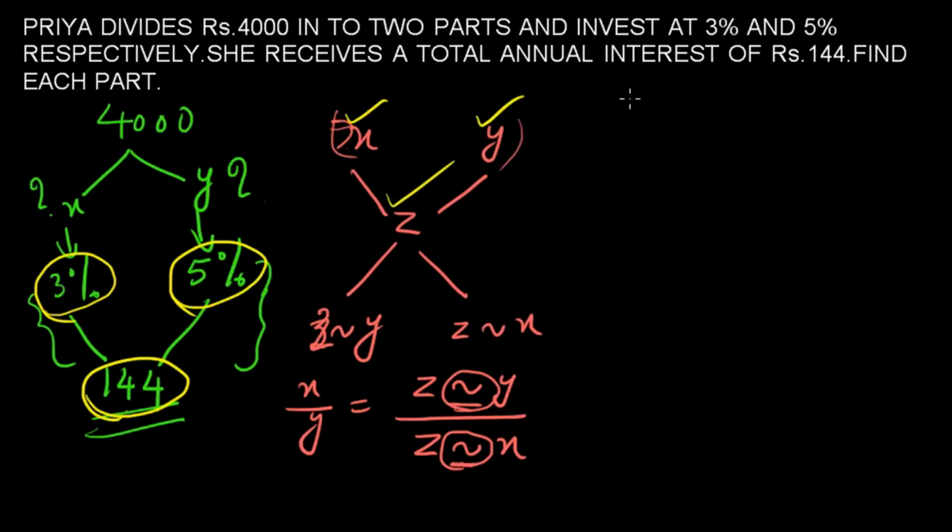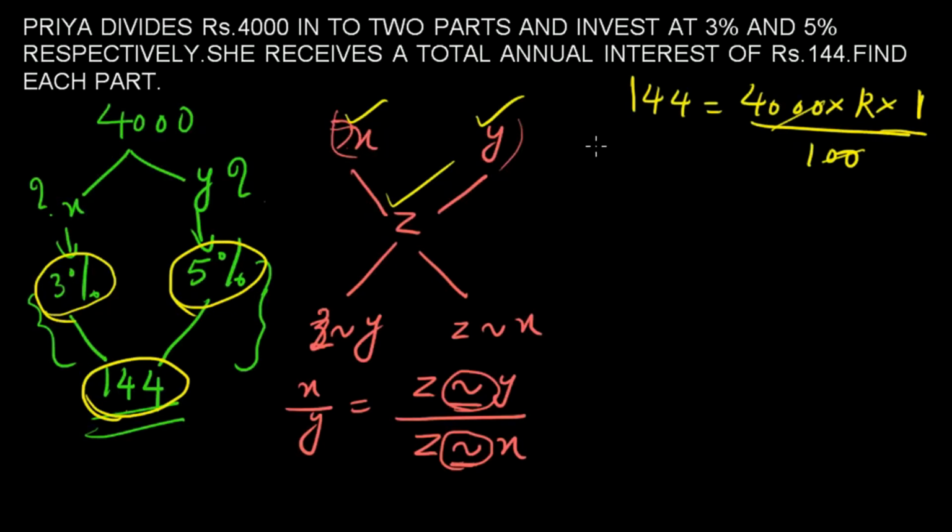The simple interest is 144. So 144 is equal to 4,000 into R into T, where T is 1 as it is annual interest. So it's for 1 year. So 4,000 into R into 1 by 100. So by solving this, what will we be getting? Here if we just cancel out the two zeros, then you will be getting R is equal to 144 divided by 40. Okay, 144 divided by 40. So your final answer is 3.6%. That is what you will be getting. R is in percentage, so it is 3.6%. So R also you got.